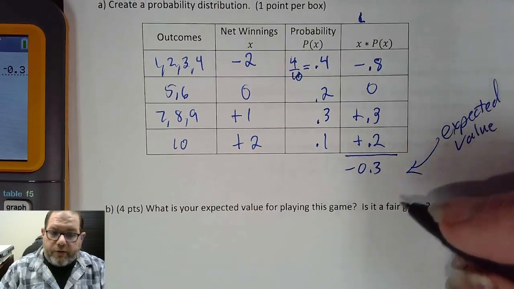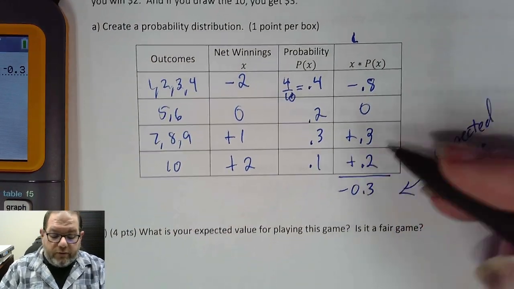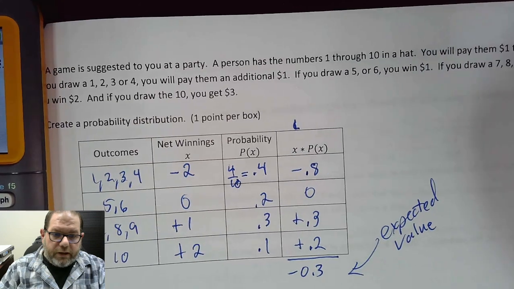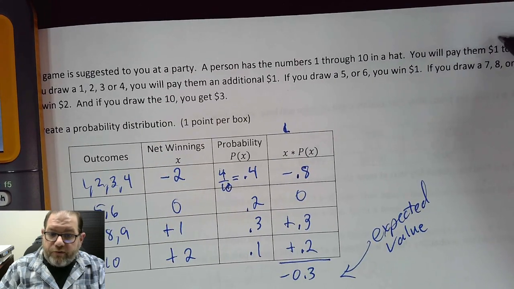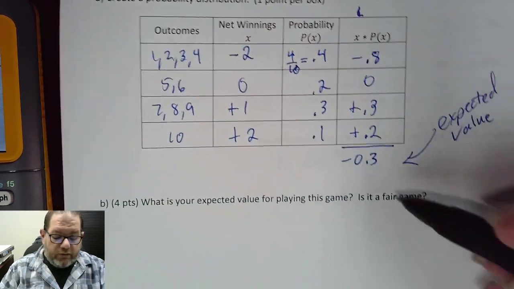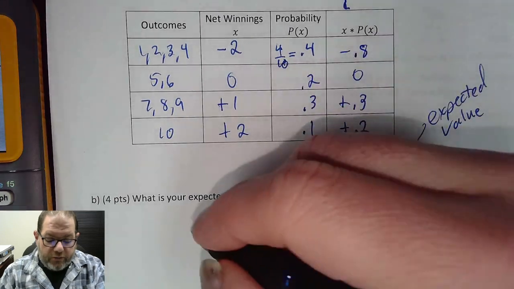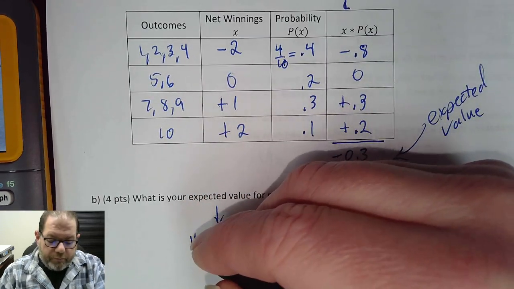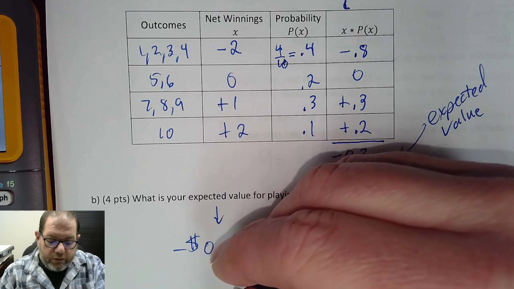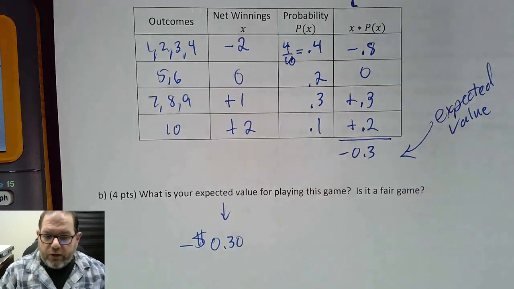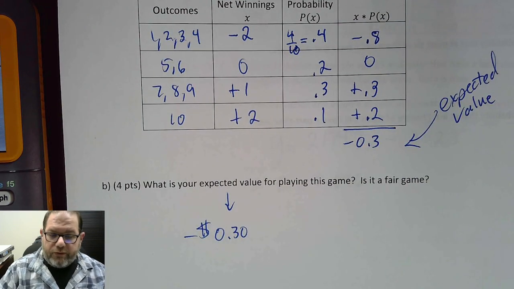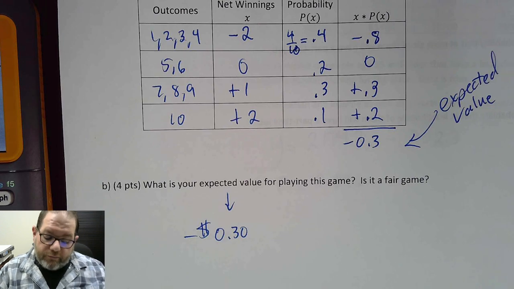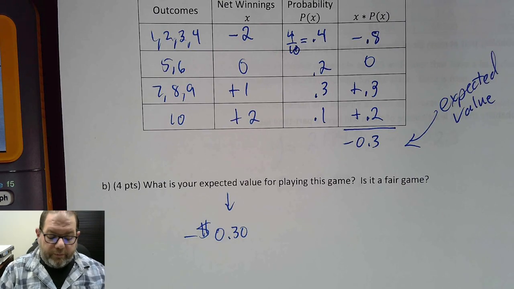Now, remember that since we're talking about paying them in dollars and receiving dollars for winning, this is negative $0.3. So we might say our expected value is to lose $0.3, which basically means we're losing 30 cents on average each time we play this game.